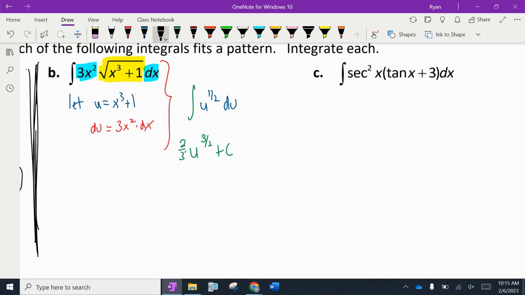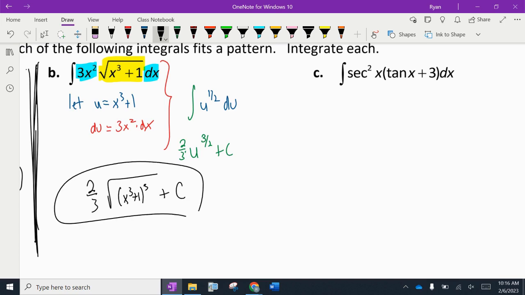Yes, yes, yes. And u was not in the original problem, so I'll go back and say this is 2/3 of u of x, which is x cubed plus 1, to the 3/2 power. The original problem was in radical form, so I want to convert this to radical form, and might as well do it now. U to the 3/2 means that the u is being cubed. The over 2 means it's being square rooted, plus a c. So again, starting to recognize some of these patterns, seeing how a u substitution is going to turn it into a problem that can be integrated kind of smoothly.